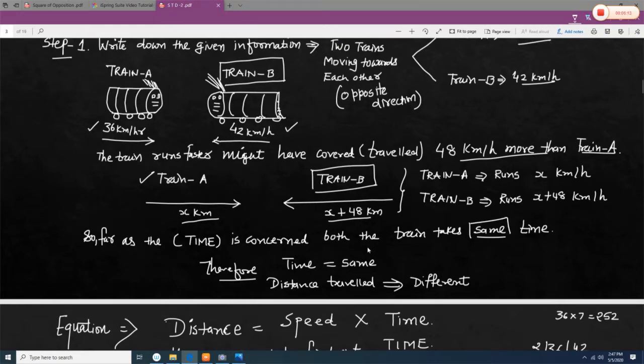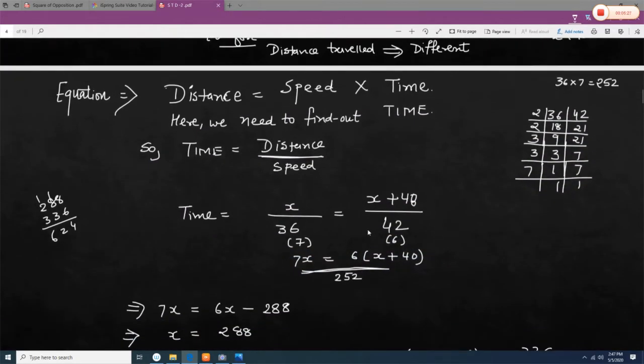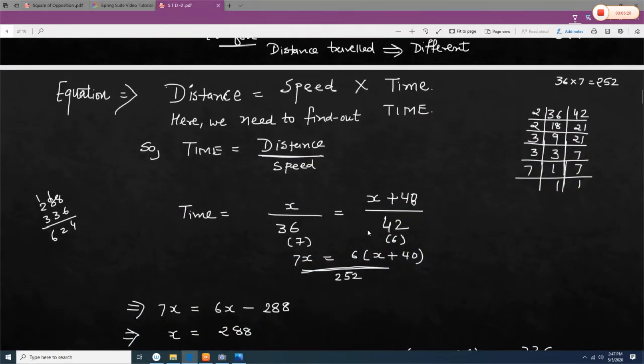Therefore, the time is the same and the distance travelled is different, because one train is travelling x kilometers, and the other train is travelling 48 kilometers more than x, so x plus 48. Now we know the equation of distance is speed into time. So here we need to find the time. So time is equal to distance divided by speed.